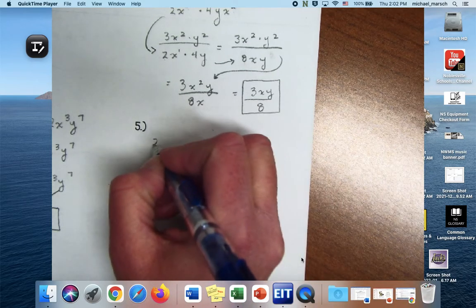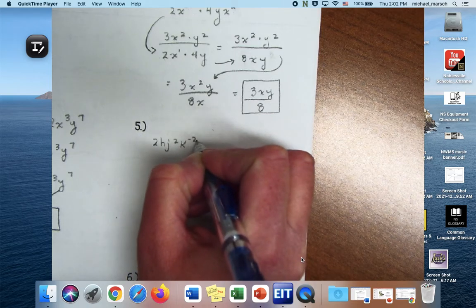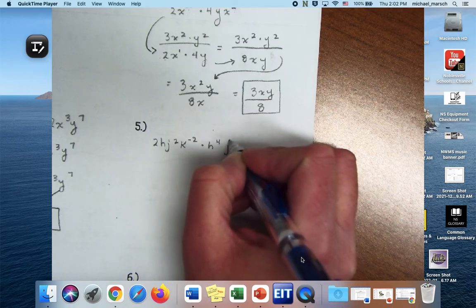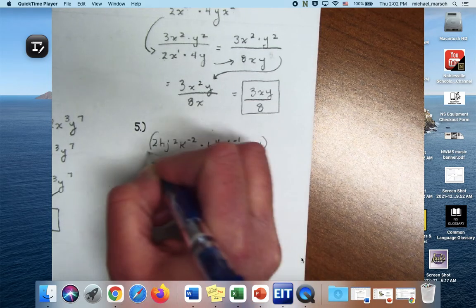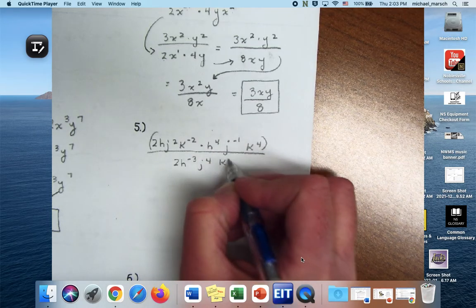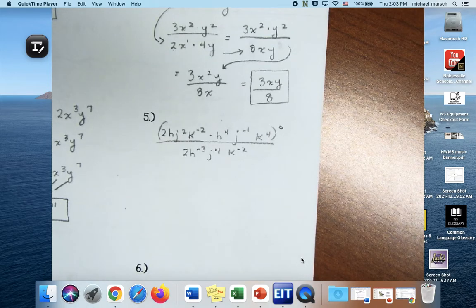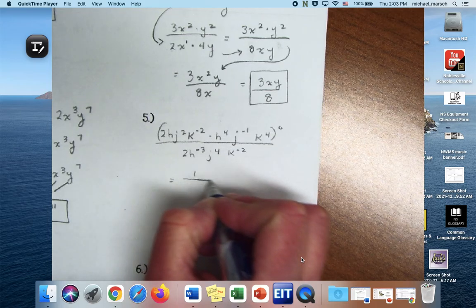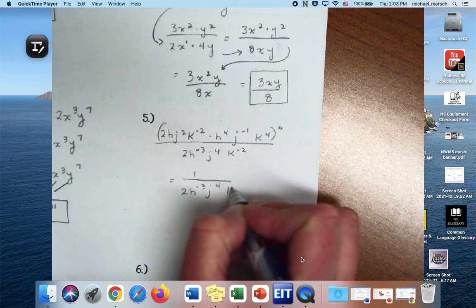Okay, next one. You really have to bring other letters in. Those are j's. Is that a 0? It's on the 0, so outside, everything's going to be 1. Well, everything in the numerator is going to be 1, right? That's a 0. So that should alleviate some concerns. So I'm going to be at 1 over 2h to the negative 3, j to the 4th, k to the negative 2.